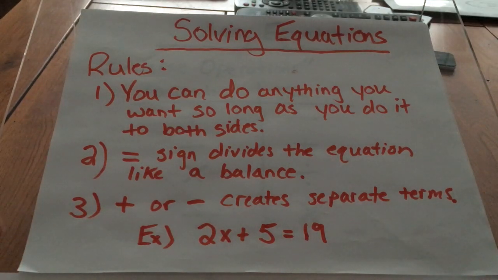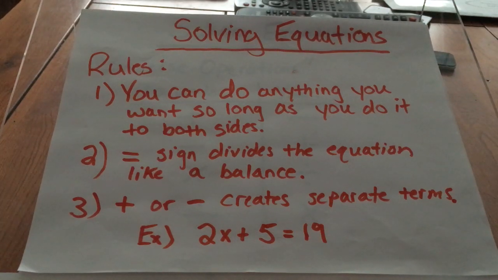The second rule of solving an equation is that the equal sign divides the equation like a balance. So just like I said before, that equal sign sort of acts as a little fulcrum for your equation, and whatever's on the left side has to be exactly equal to the other side or it doesn't work. And then the final rule is a plus or a minus sign creates separate terms in these equations.